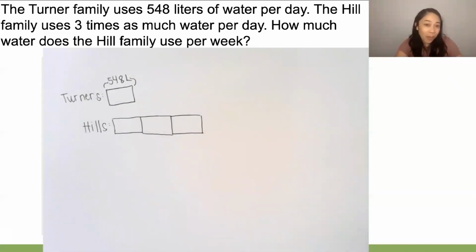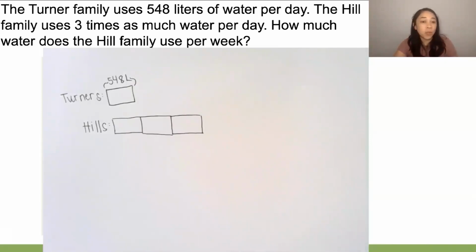Before we begin to solve the problem, I want to go ahead and make an estimate of the value of this tape. Now, I know that the number I'm looking for is going to be bigger than 548 because it's 3 times as much. So let's quickly estimate. If I round 548 to the nearest 100, that would be 500. And then I can use 500 times 3 to estimate that my answer would be around 1,500. So when I'm done solving, I'm going to make sure that my answer is close enough to be reasonable.